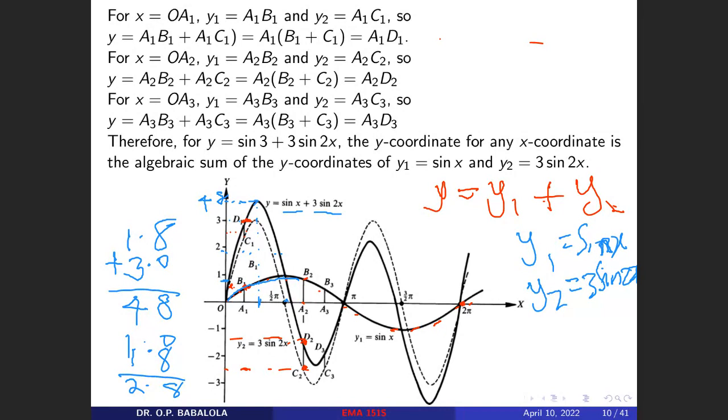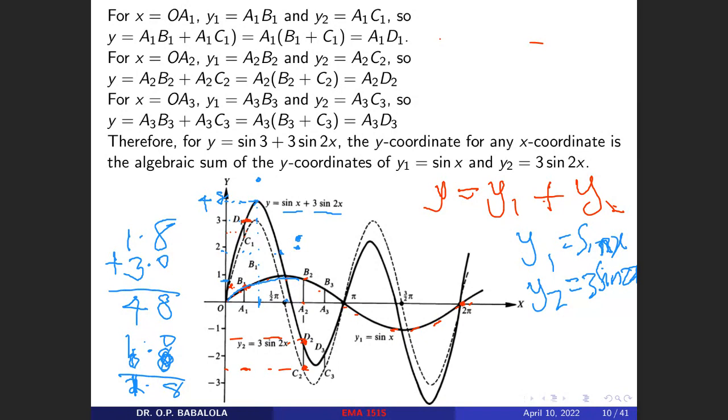I'm doing for half pi, right? The second curve is 0. So that will be 1.8 for this. So by the time you trace this up, at this point it will be 1.8. And remember, you want to sketch a graph. Is it like this now, or like this?